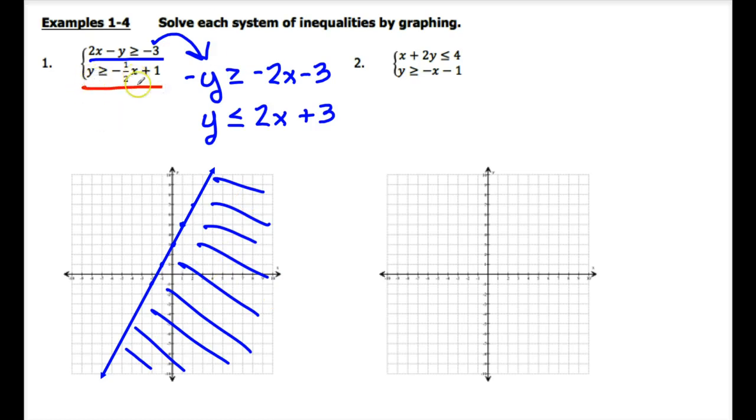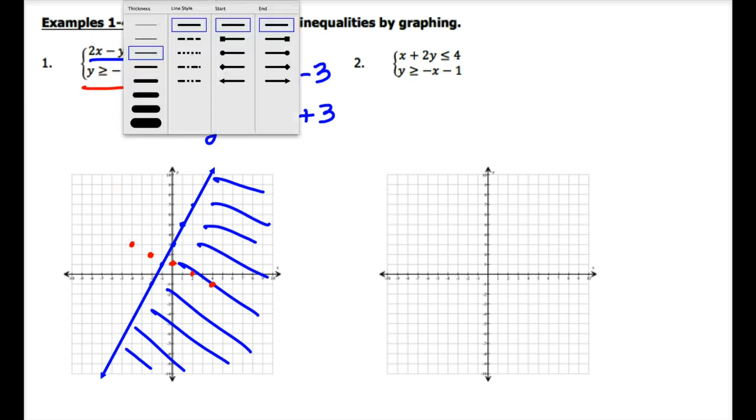It's already in slope-intercept form, so I can start with my y-intercept at positive 1. I have a negative 1/2 slope, so down 1 and right 2. For this one, I'm also going to use a solid line.